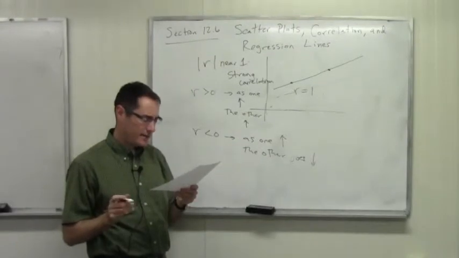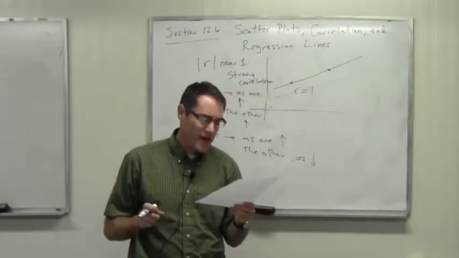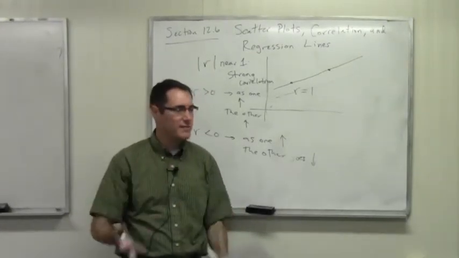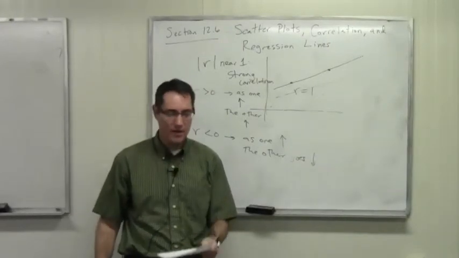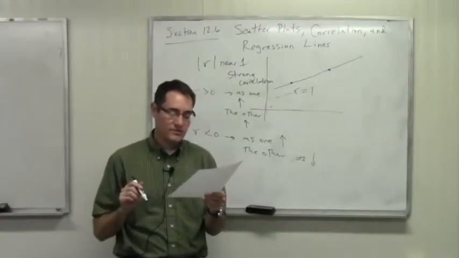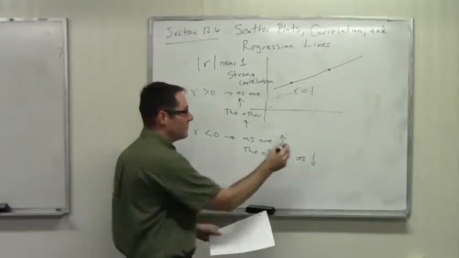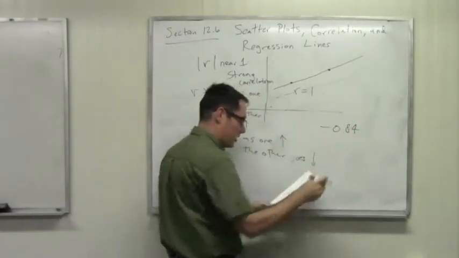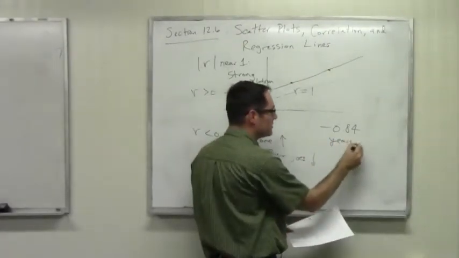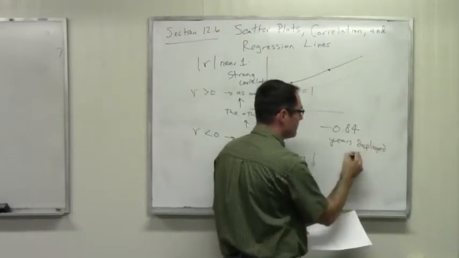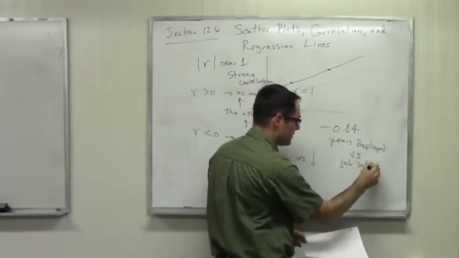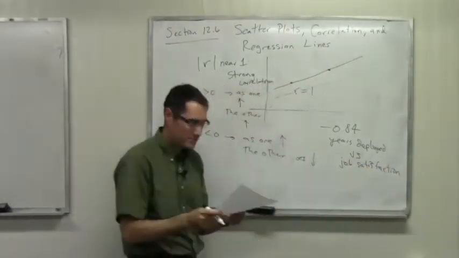Here we go. Let's look at this example. In a survey of 572 randomly selected service members, you know, those command climate surveys we do all the time? They take thousands of people and look at these. 572 in this case, randomly selected service members, it was determined that there was a negative 0.84 correlation coefficient for years deployed versus job satisfaction. Years deployed versus job satisfaction.